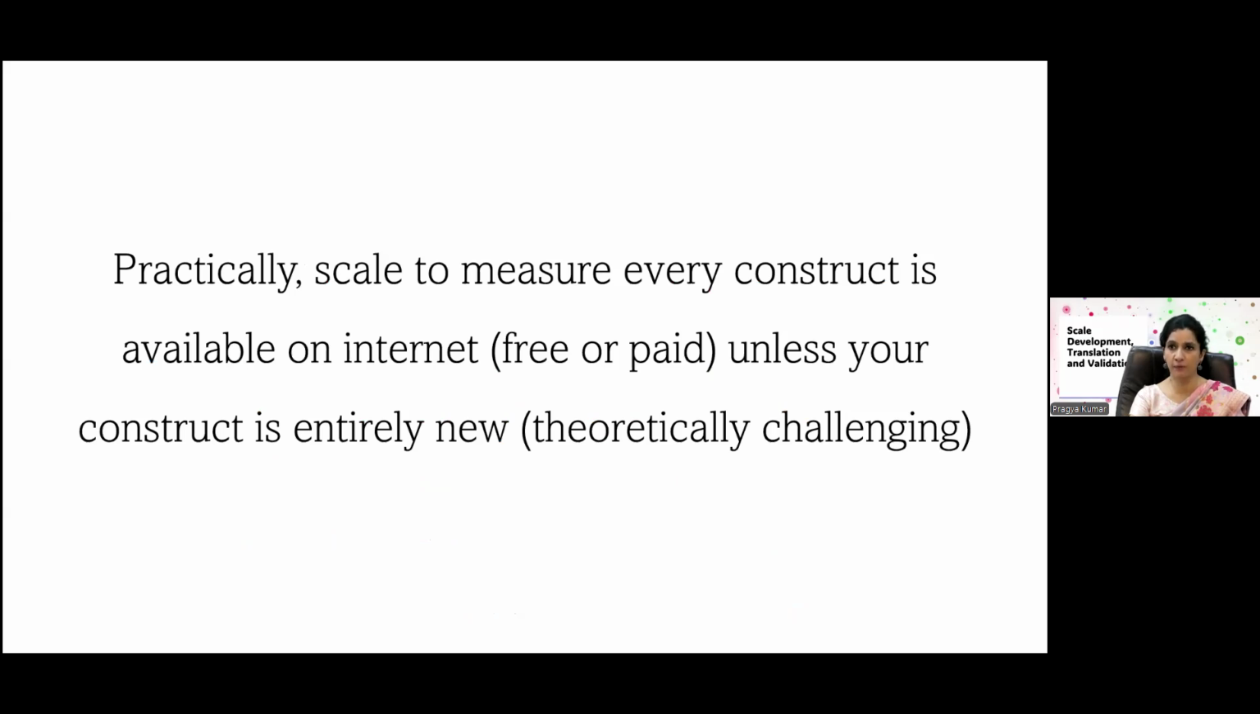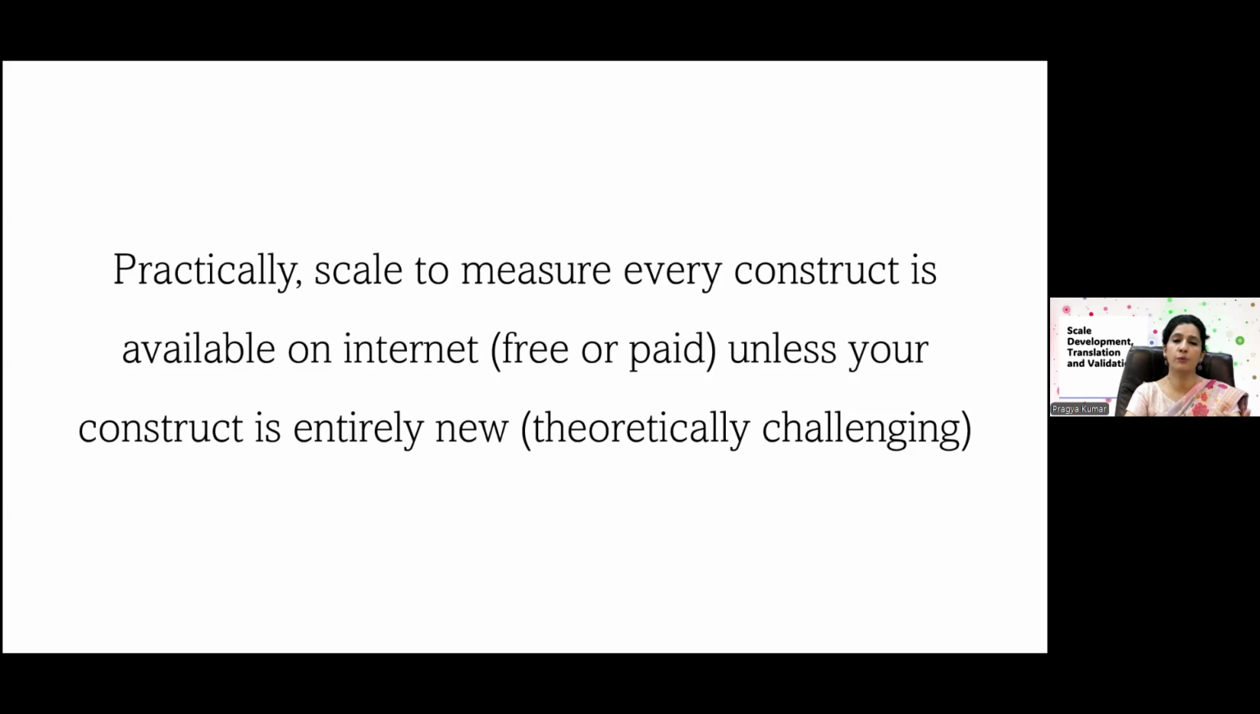Gaming addiction scale for gaming disorder. True. These days a new problem has come up regarding gaming addiction. So practically, you will see that you name a construct and you will find a scale to measure every construct on the internet. It might be free or it might be a paid one. And maybe it is in some other language, or you have to translate it into your own language. That can be there.